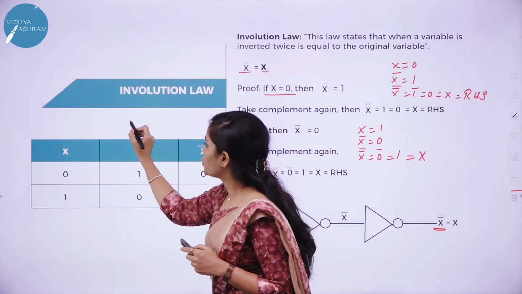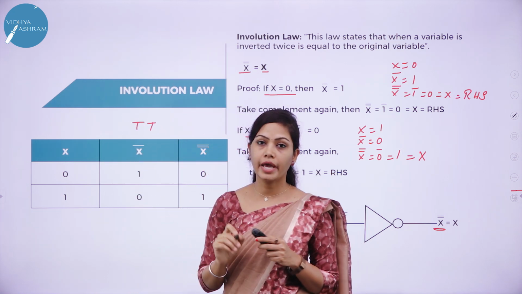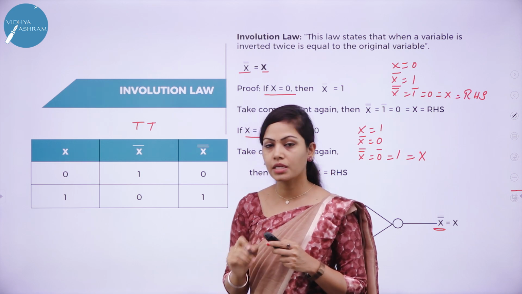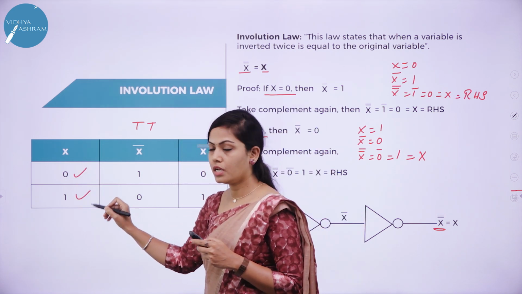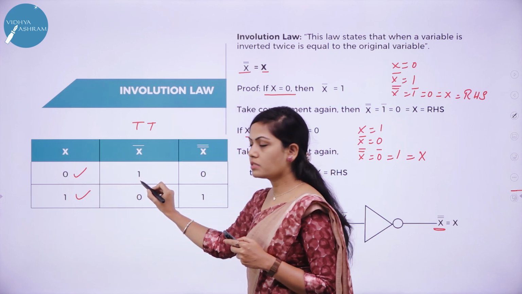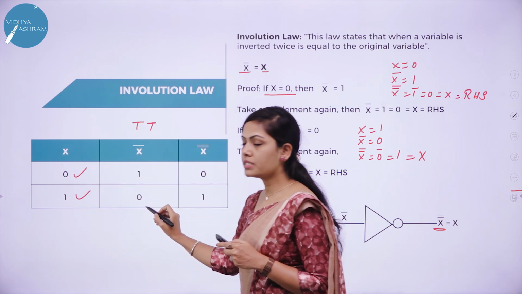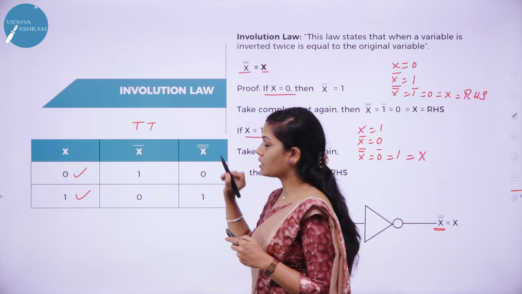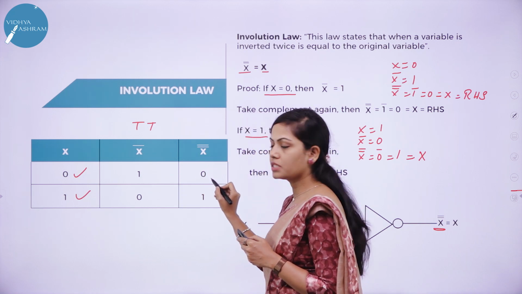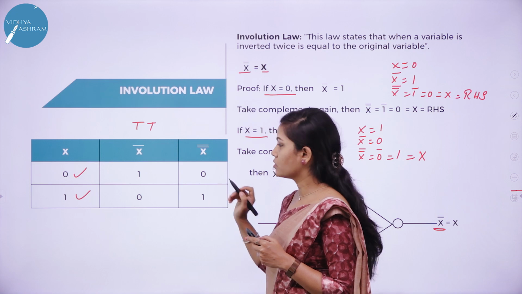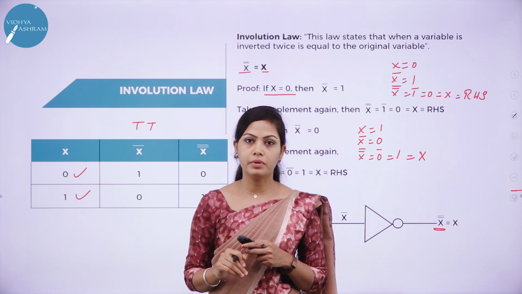So this is your truth table for x double bar is equal to x. X can have the values either 0 or 1. So 0 complement is 1 and 1 complement is 0. Again for x double bar, find the truth values: 1 complement is 0 and 0 complement is 1. This is your truth table.